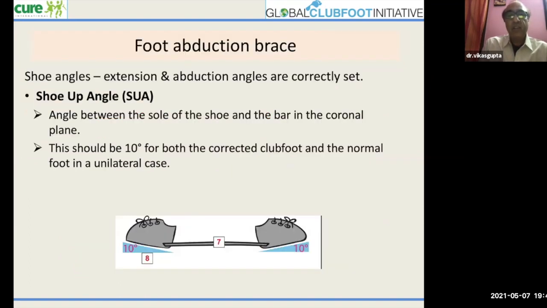What is important, I want you to understand that this foot abduction brace has two angles, for extension and abduction. The first is called the shoe up angle. This is the angle between the sole of the shoe and the bar in the coronal plane. This is to stretch the gastrocnemius. It should be 10 degrees, both for the corrected as well as for the normal foot, even in a unilateral case. So the bar should be slightly dorsiflexed, bent 10 degrees.